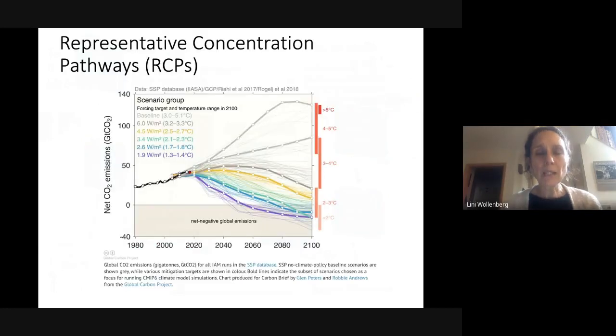So a really important concept, and I wish I could see everybody's faces, but I'm on PowerPoint, so I can't. But just to see how many folks know about representative concentration pathways. These are just scenarios about the amount of warming that is expected each year based on emissions, right?